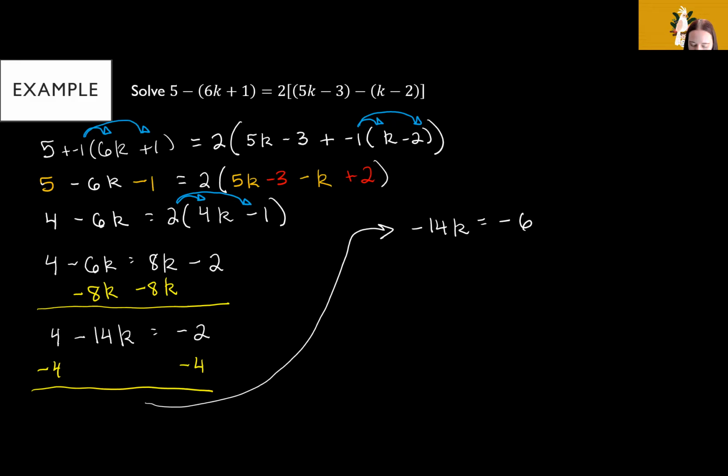So now is our division step. I need to divide both sides by -14. So that gives me k equals, and so I have a negative divided by negative, which gives me a positive, and we get 6/14, which needs to be reduced. So I can divide those both by 2. And that gives me 3/7. So our final answer is 3/7.